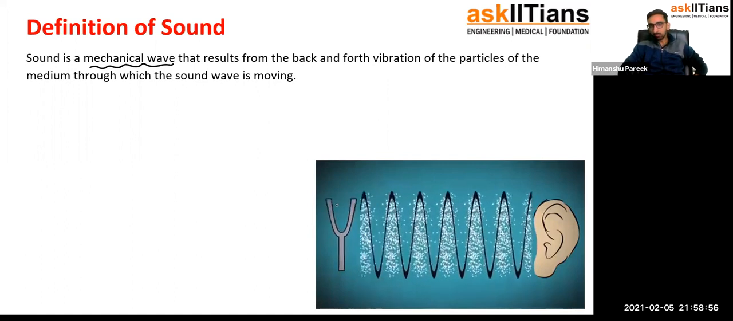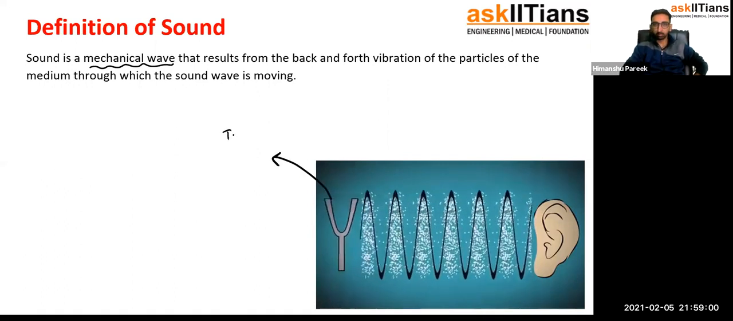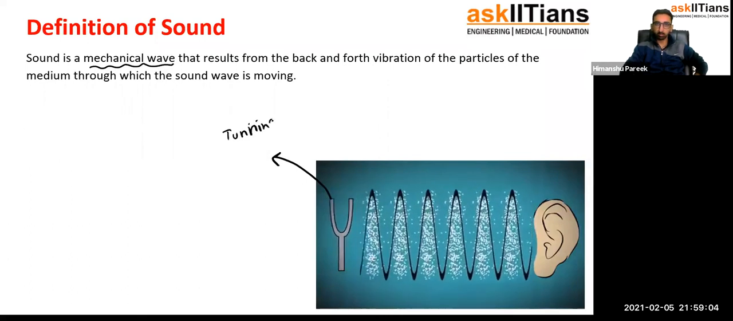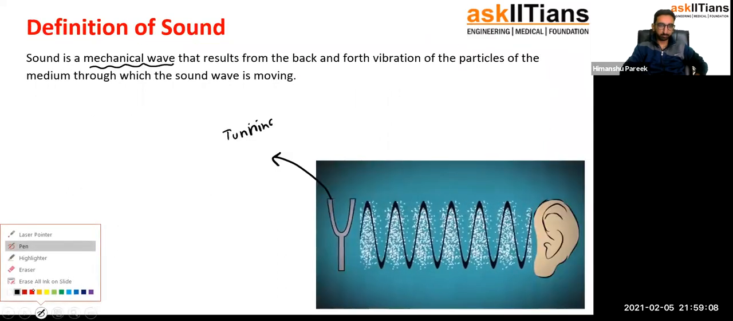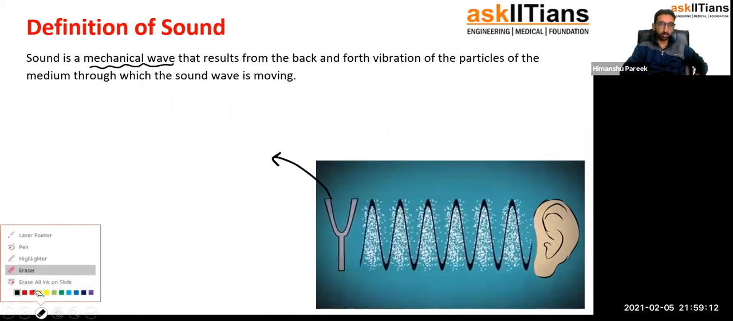This thing you can see, what is this? If anybody knows, it is called the tuning fork.